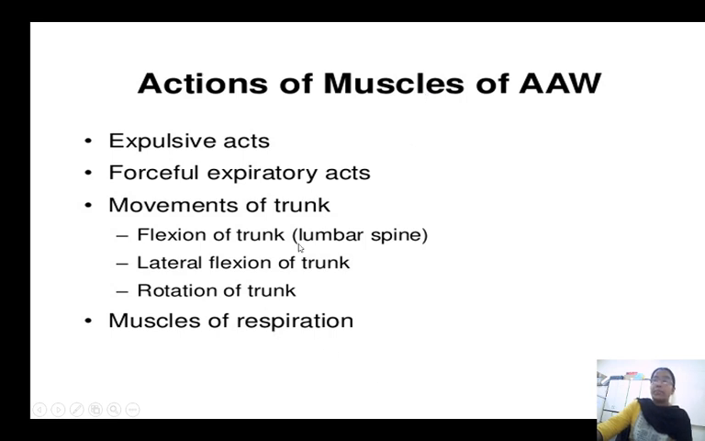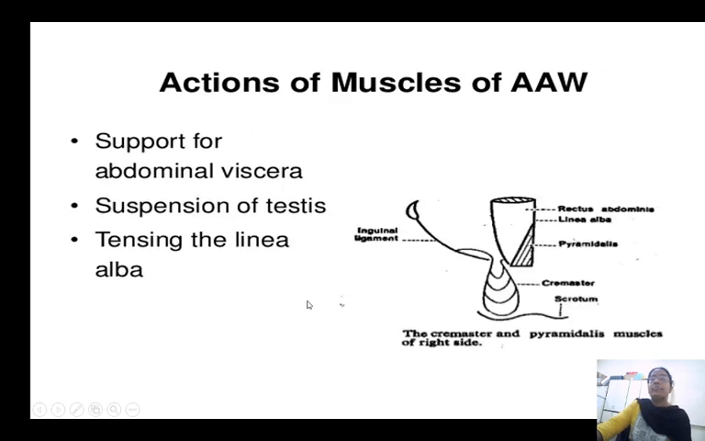The other part of the function holds good for the lumbar region and vertebral column. These muscles are helpful for flexion of the trunk. Lateral flexion, when only one side acts, and rotation of the trunk are done by the muscles of the anterior abdominal wall. They are also helpful for suspension of the testis and tensing the linea alba, as we have said.